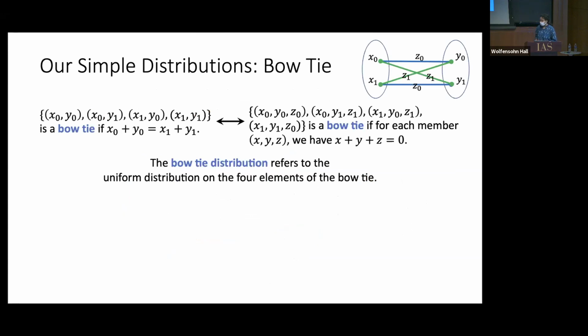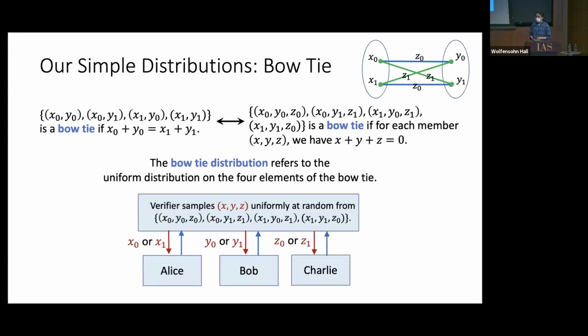As I mentioned, you can think of a bow tie as four edges. You can also think of them as four inputs to the n-fold GHZ game. And this correspondence is exactly as before. So x0, y0 corresponds to x0, y0, z0, where z0 is x0 plus y0. So when I say bow tie, sometimes I mean a collection of four edges. Sometimes I mean a collection of four inputs. And finally, the bow tie distribution refers to the uniform distribution on the four elements of the bow tie. So it could be the uniform distribution on these four edges or the uniform distribution on these four inputs to the GHZ game.